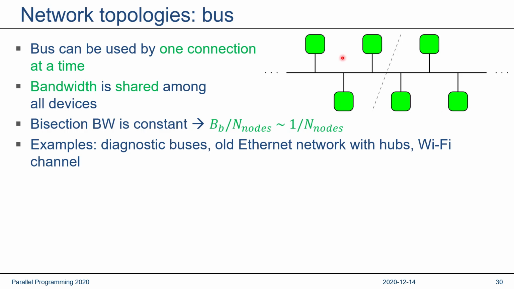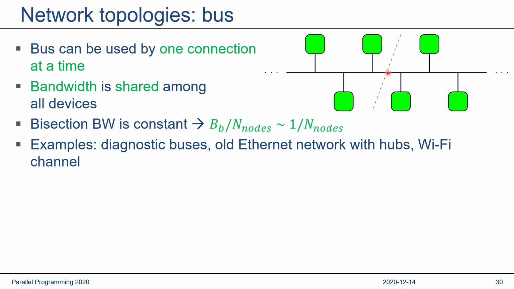If you cut a network that's connected by a bus anywhere to get the bisection bandwidth, it's a constant number because you're always cutting a single bus. So no matter how many nodes there are, it's always a single number, BB. If we divide that by the number of nodes, we see that as we enlarge the network, the bisection bandwidth per node goes down with 1 over the number of nodes. So it goes to 0 asymptotically. That's a bad thing. We don't want that. Okay? The available network bandwidth per node goes down with 1 over number of nodes.